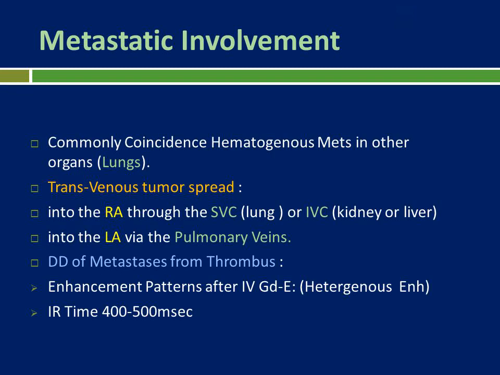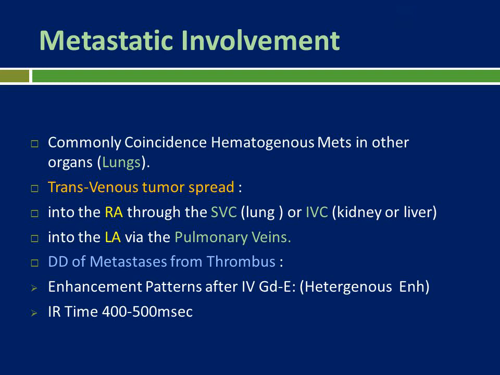Metastatic involvement commonly coincides with hematogenous mets in other organs, such as the lungs. Transvenous tumor spread into the RA through the SVC, lung, or IVC, kidney or liver, and into the LA via the pulmonary veins. DD of metastases from thrombus: enhancement patterns after GDE, heterogeneous.